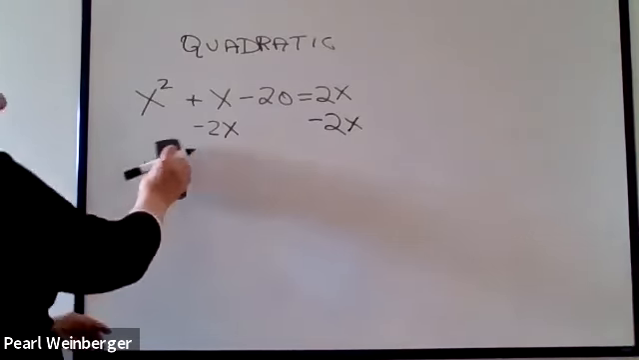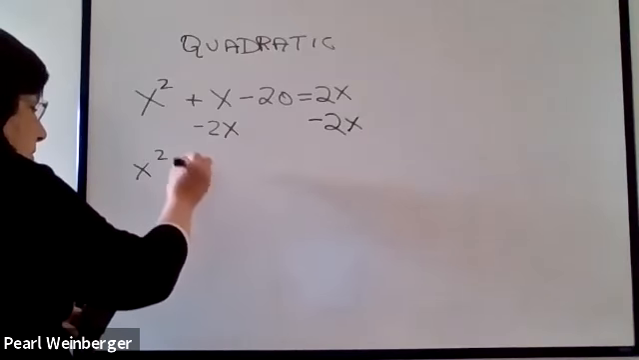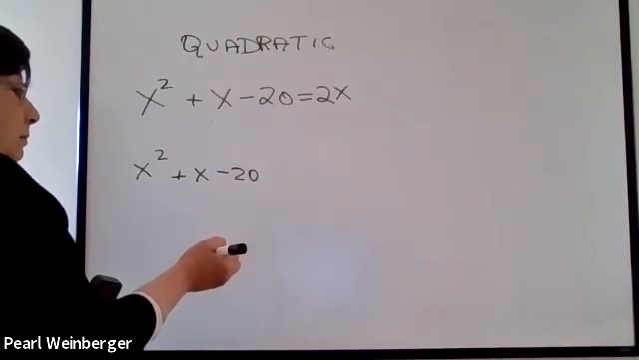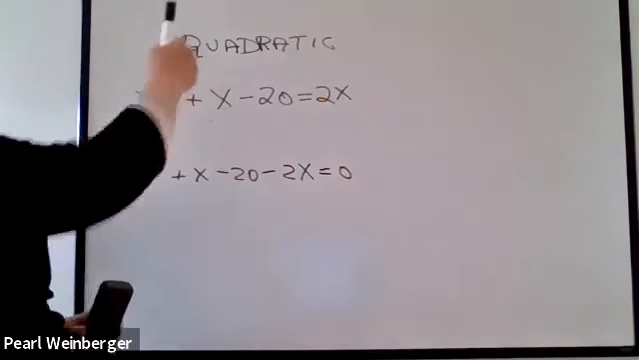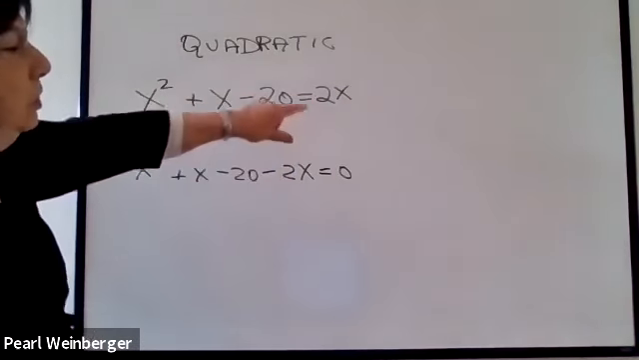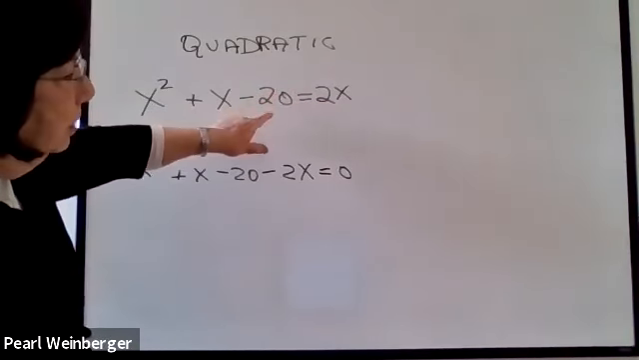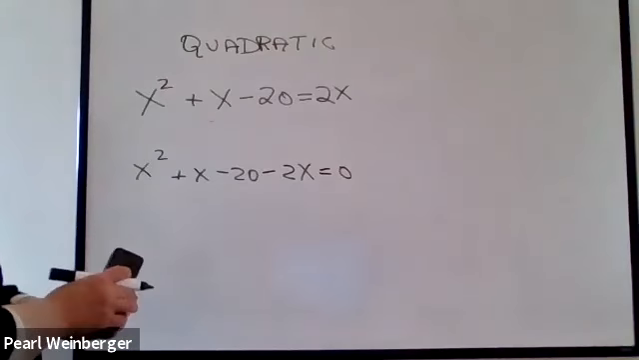Okay, so let me hear what you did. Okay, you have x squared plus x minus 20, minus 2x, equals 0. Okay. So she used what we call the transposition method, where she wanted to bring, this is a positive 2x, so she brought it to the other side, made a negative 2x.